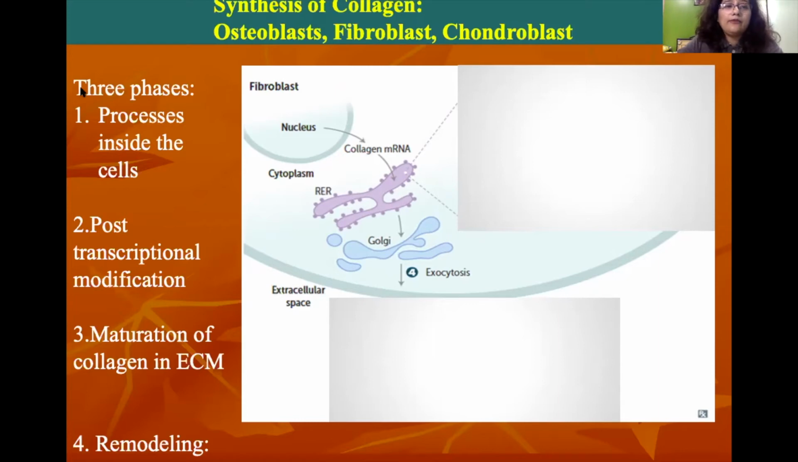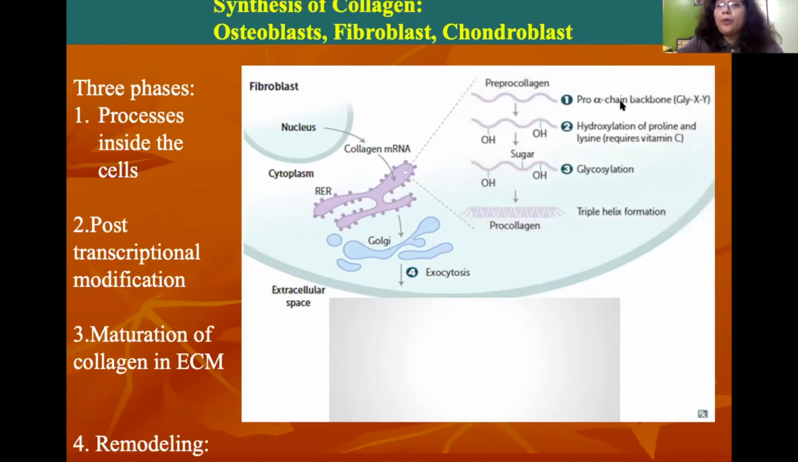So let's see the first phase, that is the processes inside the cell. As we all know, factors for biosynthesis of protein. So here, in this case, the collagen molecule is synthesized in the ribosome from the mRNA, which is transcribed in the nucleus. So in the ribosome, the collagen molecule is synthesized. This is the pre-pro collagen.